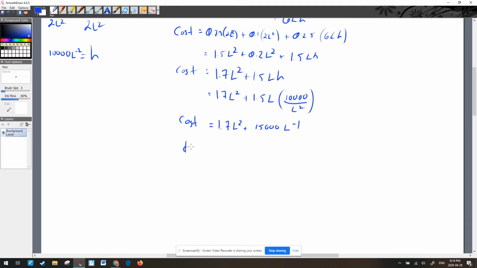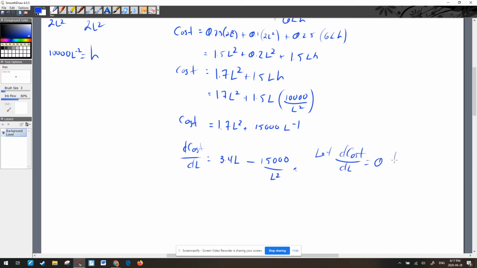I'm going to do dcost by dL, and that's going to equal 3.4L. And I don't need a dL by something because it's with respect to L, minus 15,000 over L squared times... well, I was going to say dL by dt, but it's not really. So that's it.